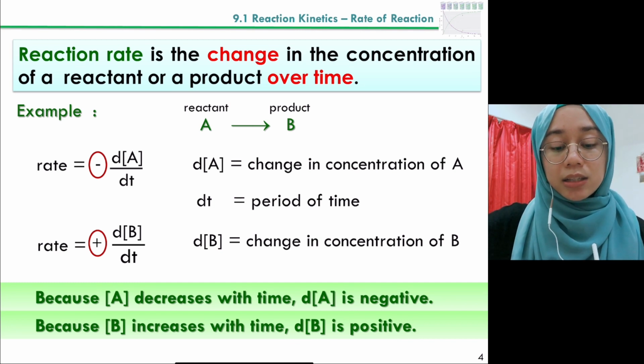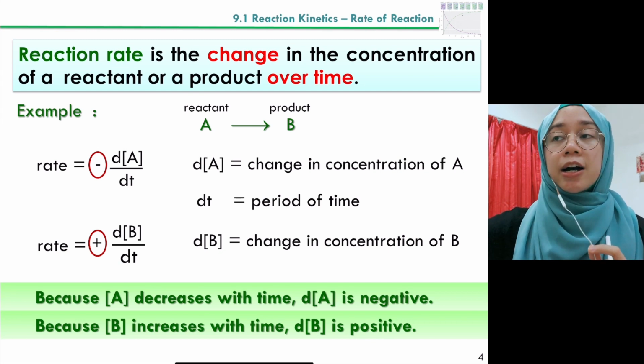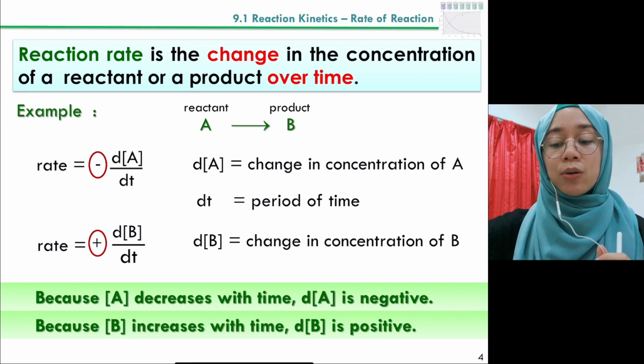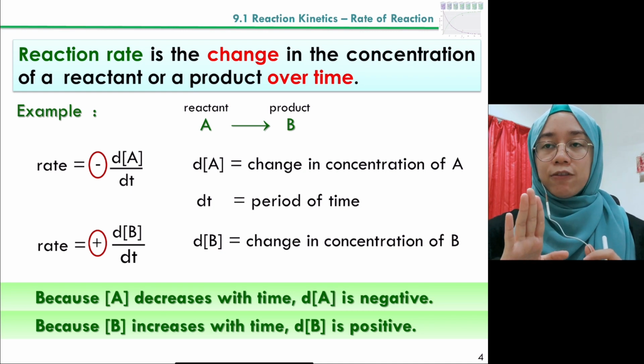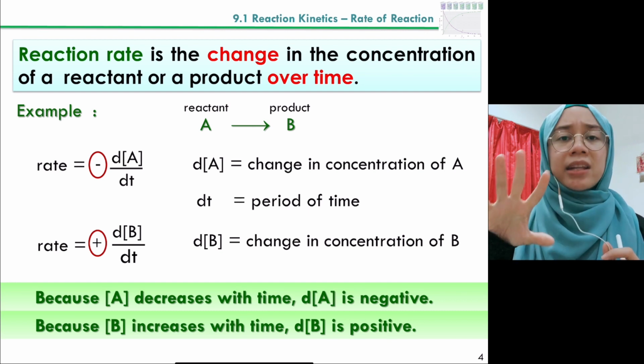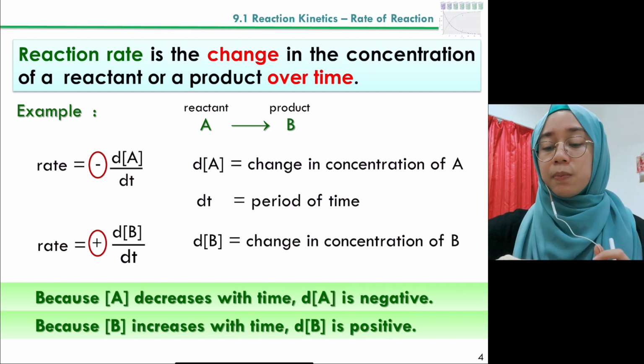Okay, the sign here is very important. Kena letak negatif tu ataupun positif, because bila ada sign tu orang boleh tahu dah, oh okay, ini produk, ini reactant. So kalau negatif tu bermaksud dia semakin berkurang, reactant. Tapi kalau positif tu semakin banyak, bermaksud itu adalah produk.